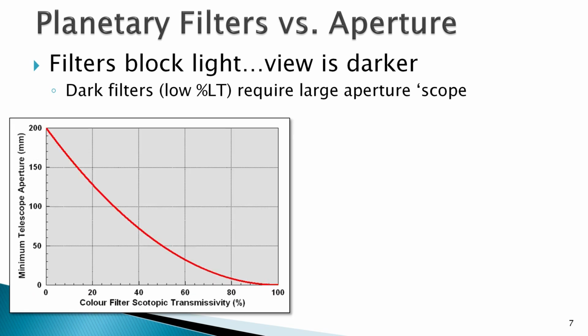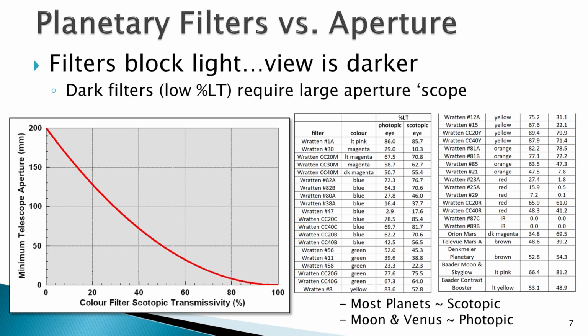Based on my own experience and the anecdotes of other observers, I have constructed this graph relating color filter %LT to minimum telescope aperture. As an example, assume you are observing using a 100 mm or 4-inch aperture scope. From the graph, the suggestion is to only use color filters with %LT values of 30% or higher.